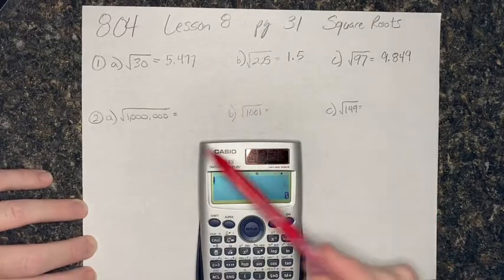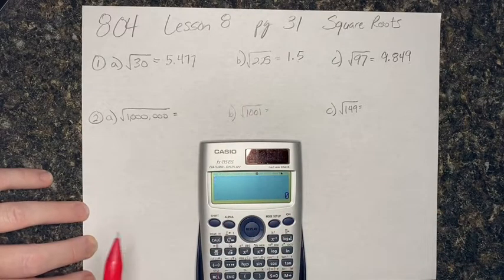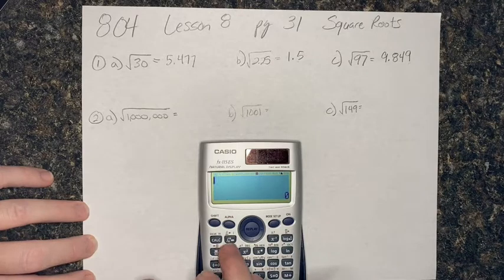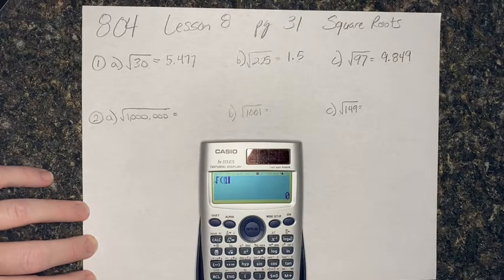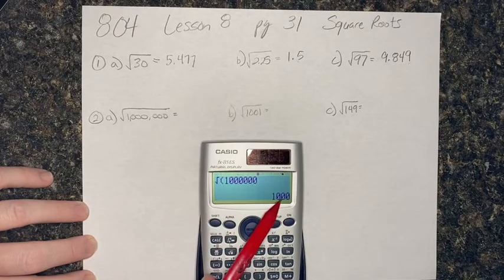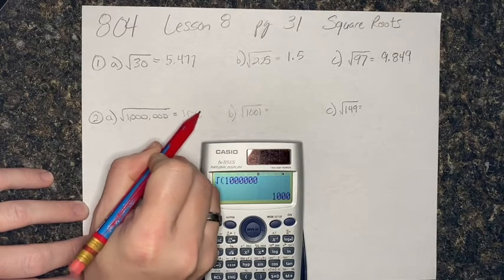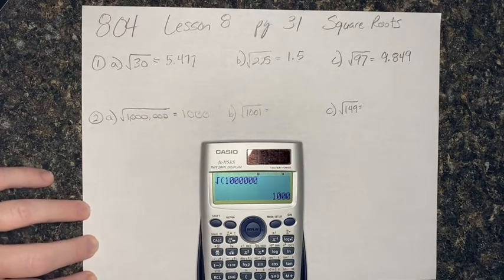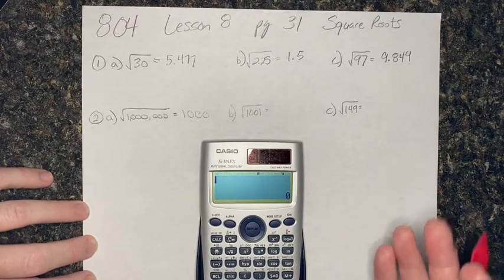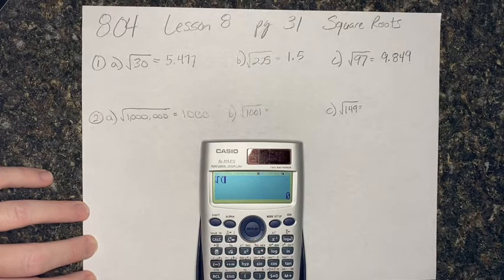So looking at number 2A, our first problem is the square root of 1,000,000. Well, again, square root button. Let's put in our 1 and then 1, 2, 3, 1, 2, 3. So we've got 6 zeros and we hit equals. So the square root of 1,000,000 is an actual perfect root, and the answer is 1,000. All right, clear that out. Part B says the square root of 1,001. Well, again, square root button, 1,001, enter.